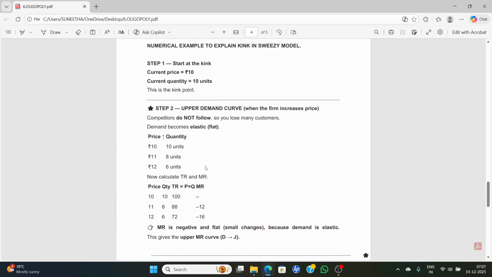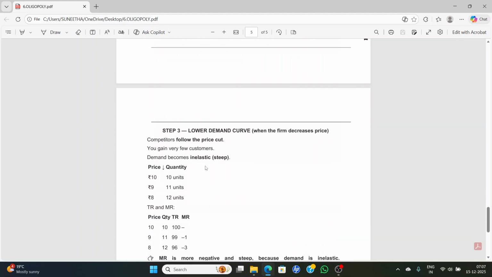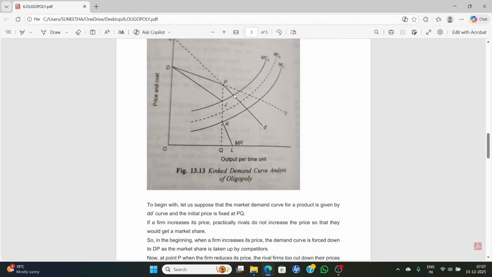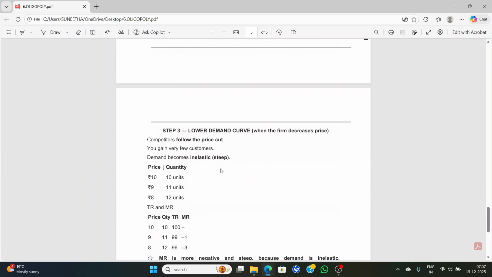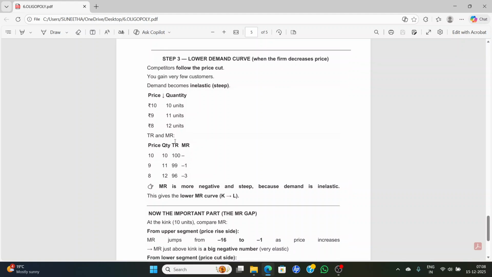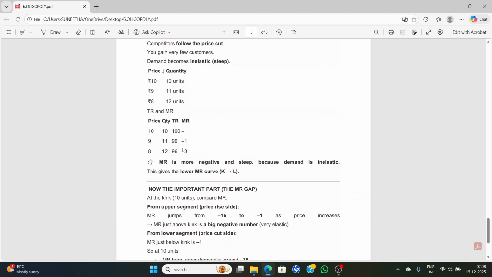And then the lower demand curve. As I told you, in the lower demand curve the firm is actually decreasing its price, right? When it decreases the price, the other firms are also cutting down their price. So this is price and this is quantity demanded. Price is decreasing, quantity demanded is increasing, and you have price, quantity, total revenue, and marginal revenue, which is the additional revenue. So 99 minus 100 is minus 1, and 96 minus 99 is minus 3.